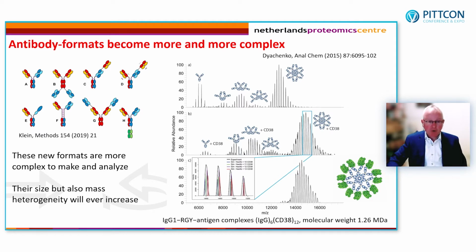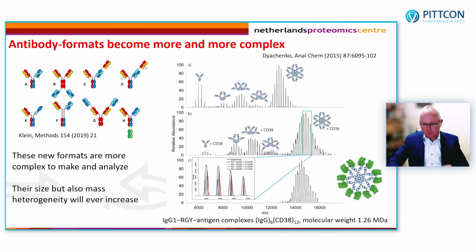Now, they not only become more complex, they also become larger and larger. What you see over here is a mass spectrum that we recorded quite a few years ago, of a hexabody of IgGs. So that's really already a molecule of about 1 million Dalton. We then measured also the mass of this hexabody bound to its antigen. And then you see that the hexabody that has like 12 arms that can recognize the antigen really binds 12 antigens as well.